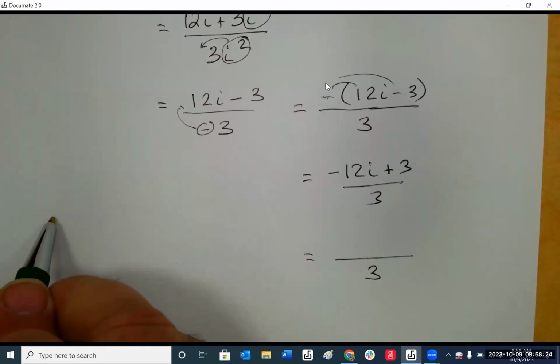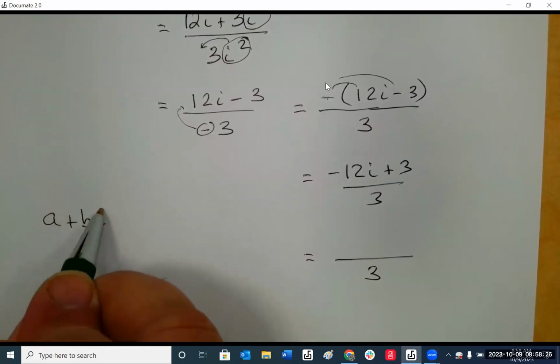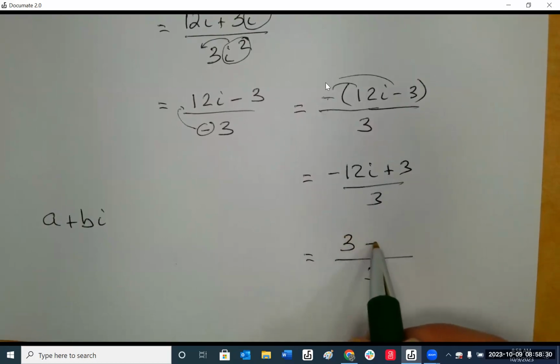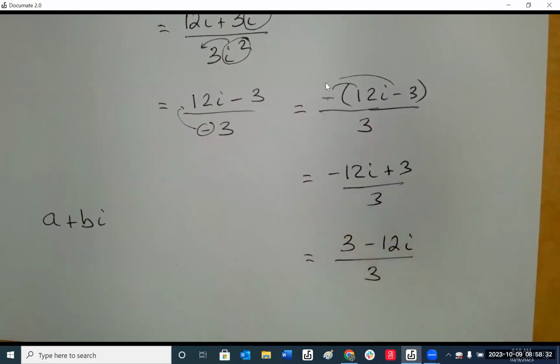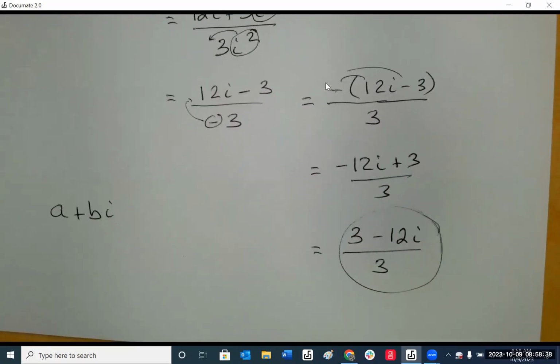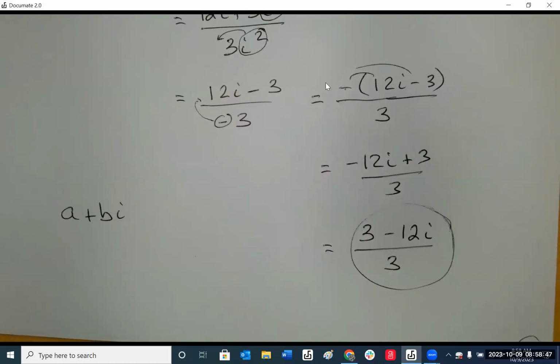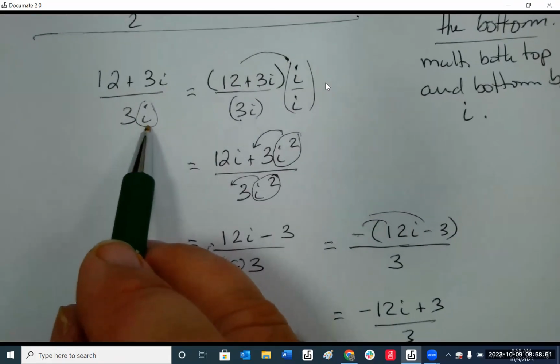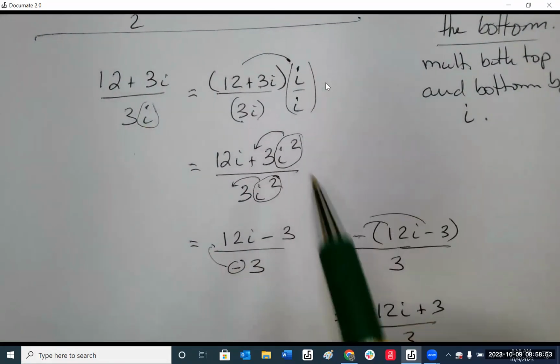Since complex numbers are written in this form, we just rearrange them. And there's your final answer. So if you have a monomial on the bottom that has an i, just multiply top and bottom by i and work it out.